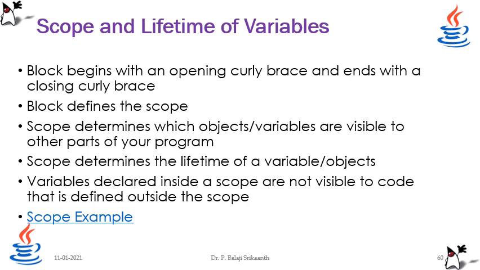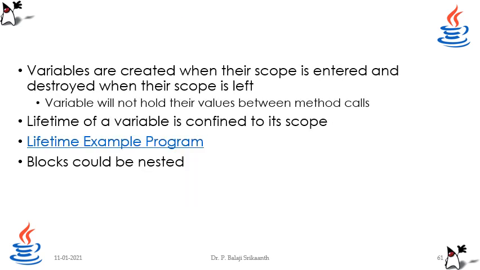Once the program execution goes past the closing curly brace, the block ends. Once the block ends, the lifetime of the variable also ends. Therefore, the value held in those variables is lost. Variables are created when their scope is entered and destroyed when their scope is left. Variables will not hold their values between method calls because these values will be stored in a stack. The lifetime of a variable is confined to its scope, and blocks could be nested.